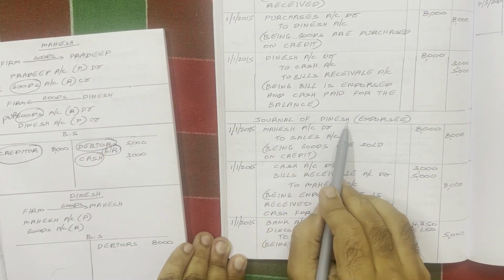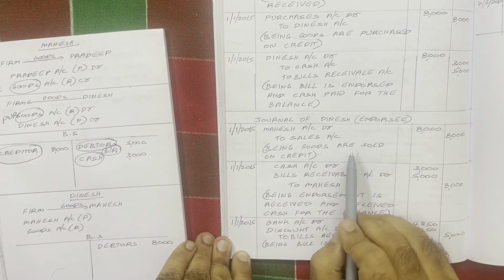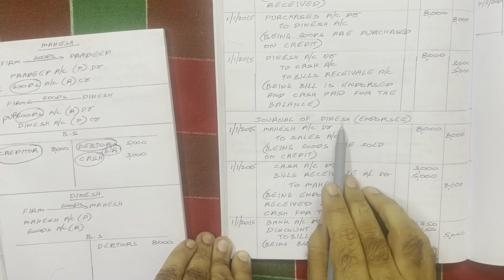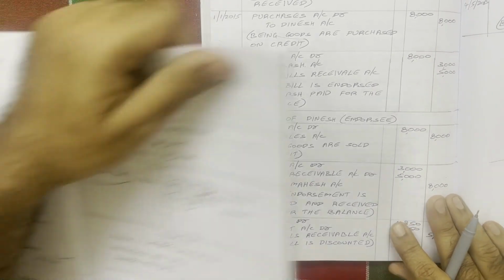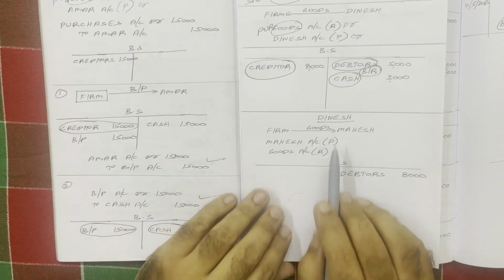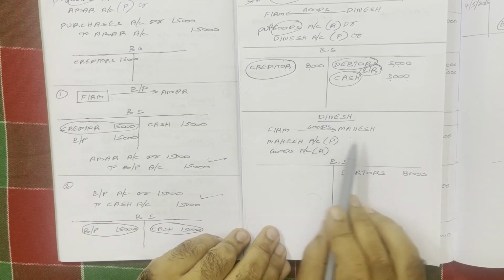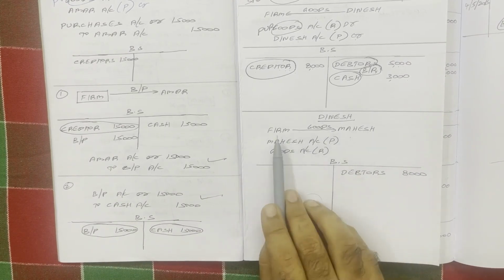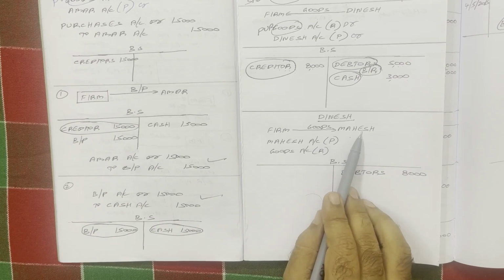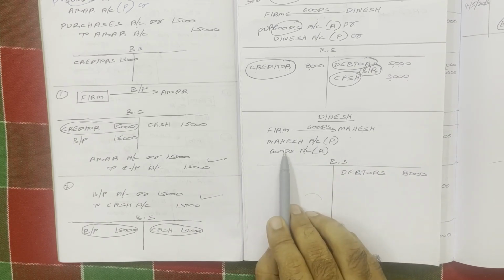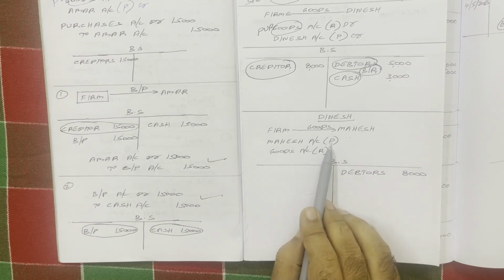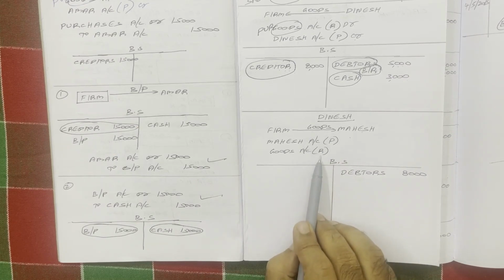Journal of Dinesh. Who is Dinesh? Endorsee. Now think all the transactions from Dinesh's point of view. Our assumption is the firm owner is Dinesh. First, what happened? Dinesh sold goods to Mahesh. So from Dinesh, goods are going to Mahesh. The two accounts are Mahesh account and goods account. Mahesh account is a personal account, goods account is a real account.